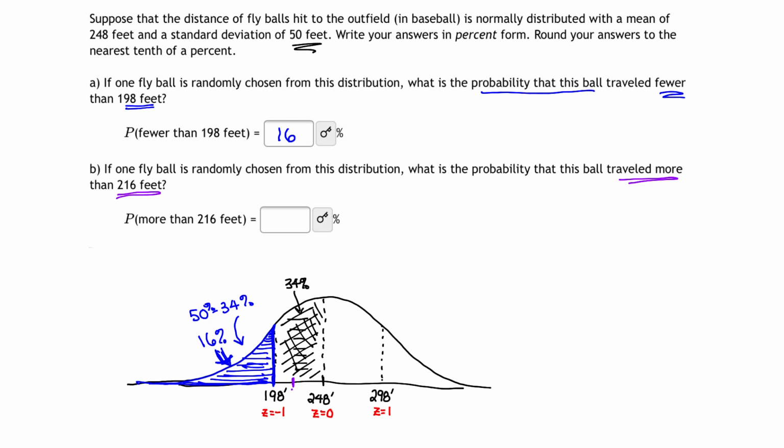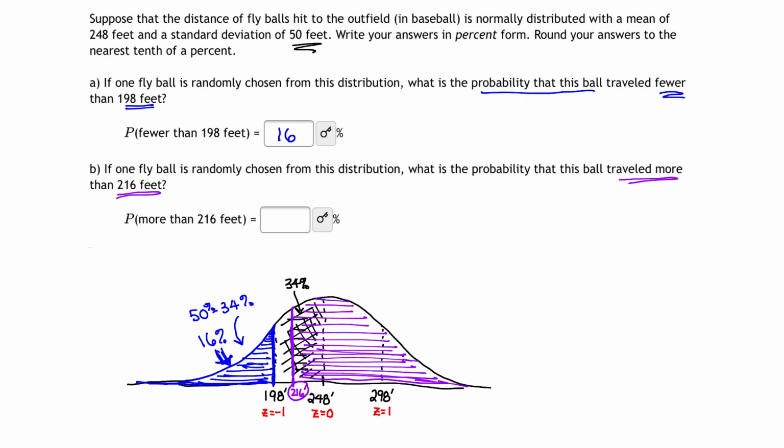So 216 feet is right in here. I want to know what is the probability that if we choose a ball, it has traveled more than 216 feet. And that's equivalent to saying, let's go ahead and find the area under the curve greater than 216 feet. We now have a visualization of what we're trying to do.